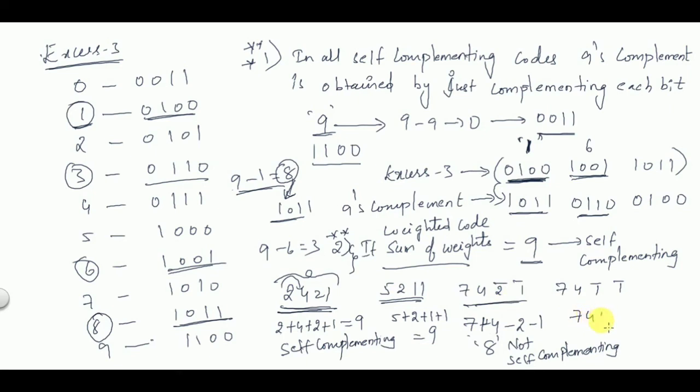Similarly, for 7 plus 4 minus 1 minus 1, 7 plus 4 is 11, and 11 minus 2 is 9. The sum is equal to 9, so this is a self-complementing code. This is how we can find whether a given weighted code is self-complementing, and you can also find the 9's complement by just complementing each bit. These two are very important points regarding self-complementing codes.